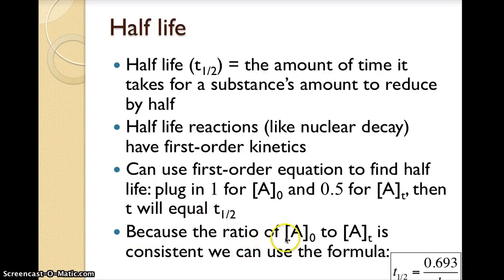Because this ratio of A sub 0 to A sub t is always consistent, we actually have an overall formula that is on your useful info sheet for AP Chem. I think the bottom of this is cut off, but it says t 1/2, or the half-life, this is in time, so in seconds or in minutes, is equal to 0.693 divided by k. We're going to see why this equation works.